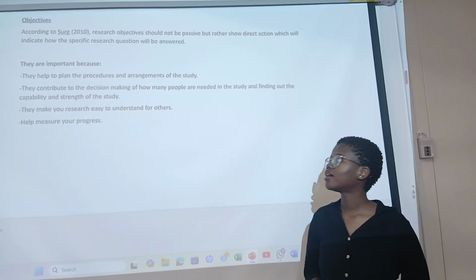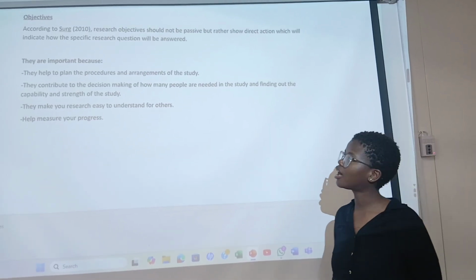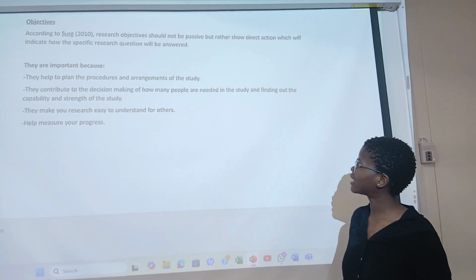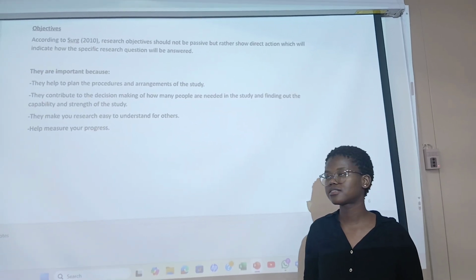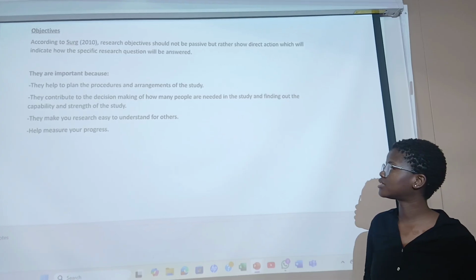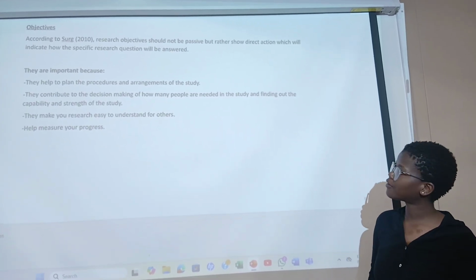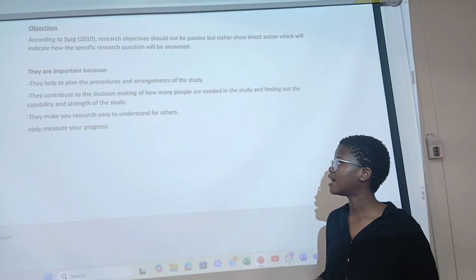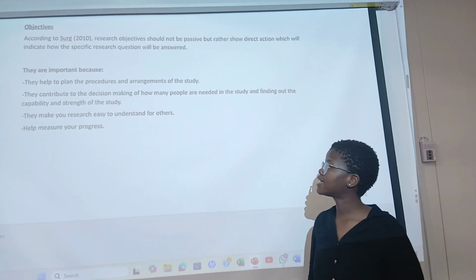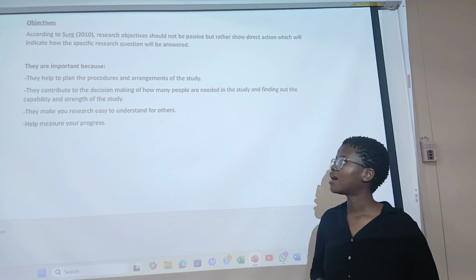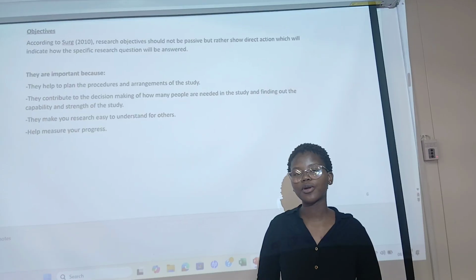Moving on to the importance of the objectives. They are important because they help to plan the procedures and arrangement of the study. So this keeps the study focused. They contribute to the decision making of how many people are needed in the study and finding out the capability and strength of the study. And also they make your research easy to understand for others. Lastly, research objectives help measure your progress.